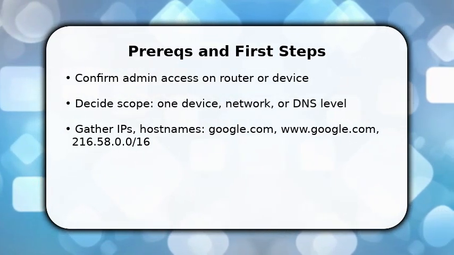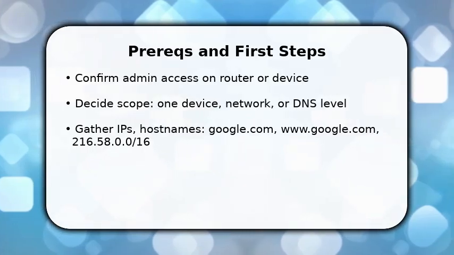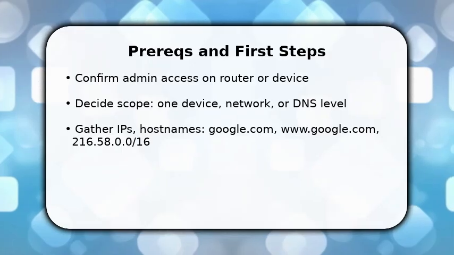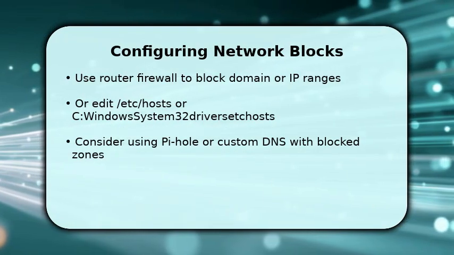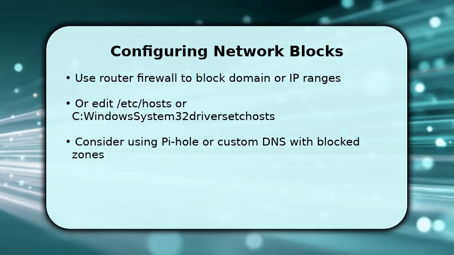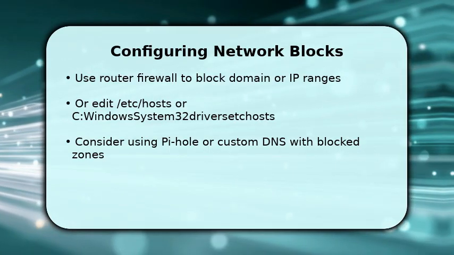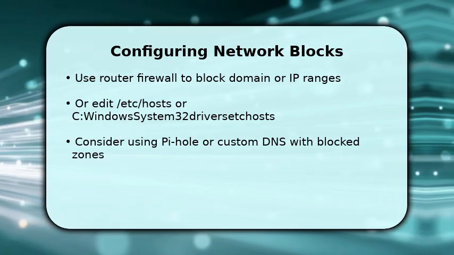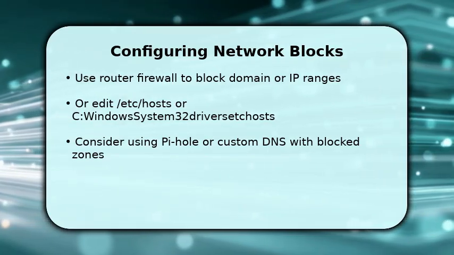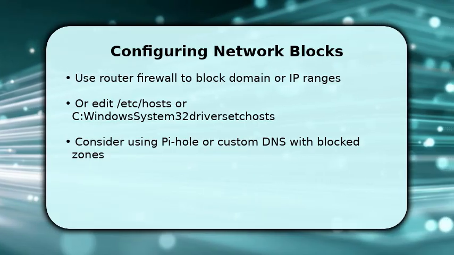Now implement the block. If using the router, add firewall rules to deny traffic to Google domains and IP ranges. Prioritize network-level rules so all devices are covered. If you prefer one device, edit the hosts file to map Google domains to 127.0.0.1, then flush DNS and restart the browser.